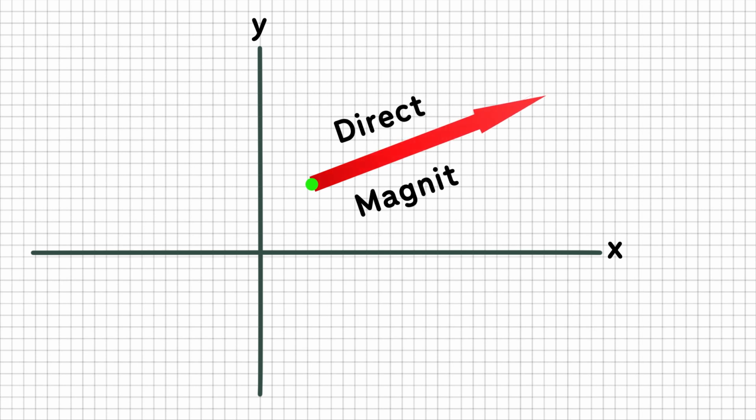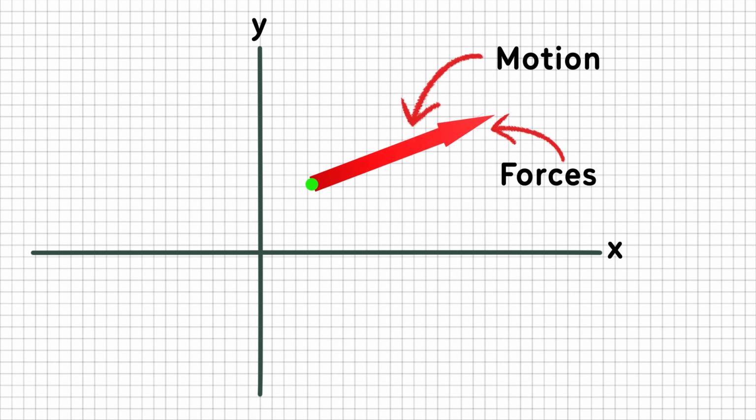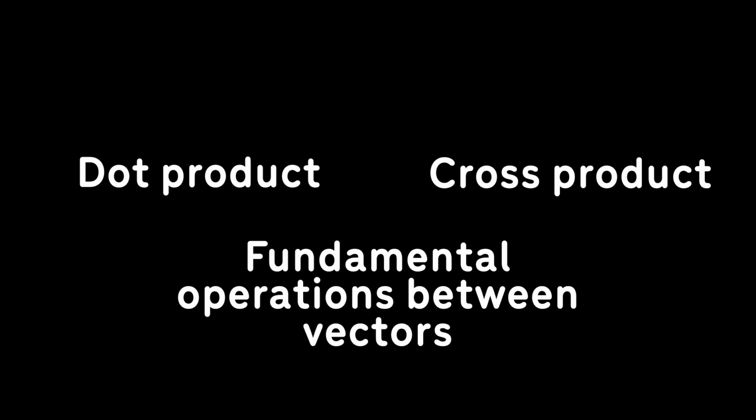They're the arrows that tell us which way and how much. You can add them, subtract them, even multiply them by numbers. The whole concept of motion and force is built on vectors and their different operations. The dot product and cross product are fundamental operations between vectors with distinct outcomes.